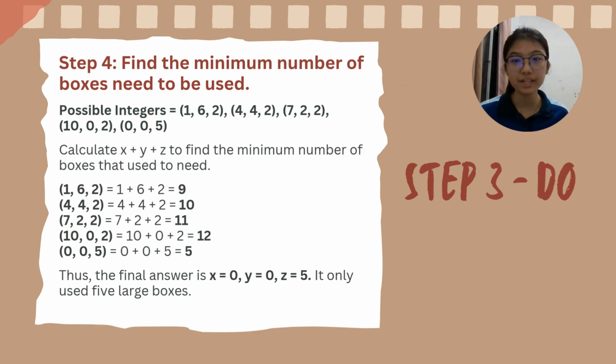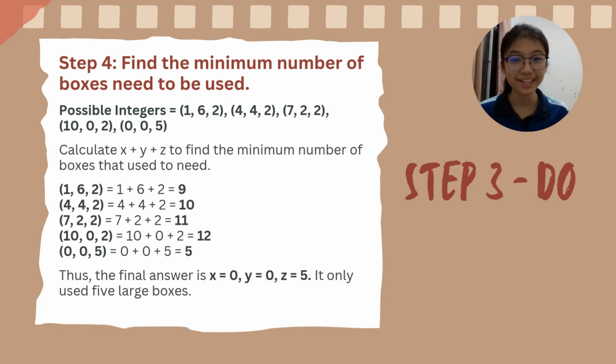Lastly, we need to find the minimum number of boxes to be used. So now we calculate x plus y plus z. No matter whether the size is small, medium, or large, we just need the numbers. We have 5 sets of possible integers, and we just add up each set. The first set gives 9, the second set is 10, the third set is 11, the fourth set is 12, and the last set is 5.